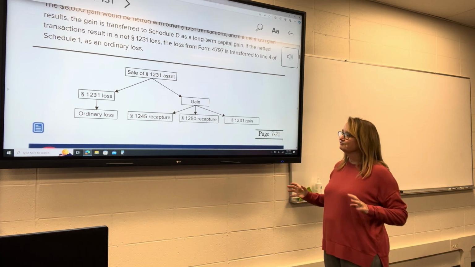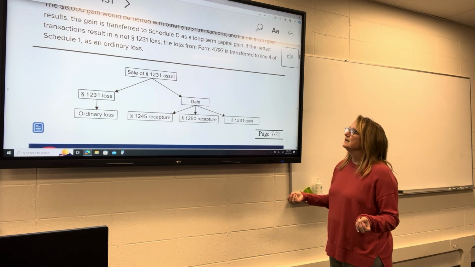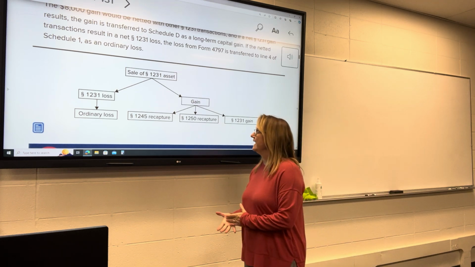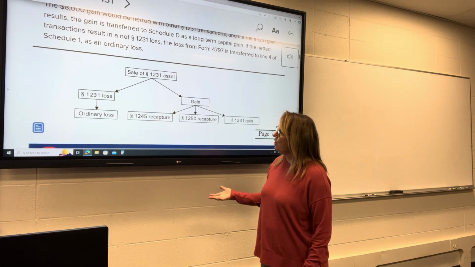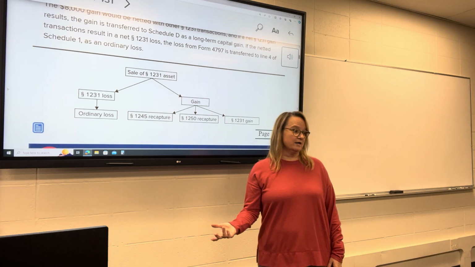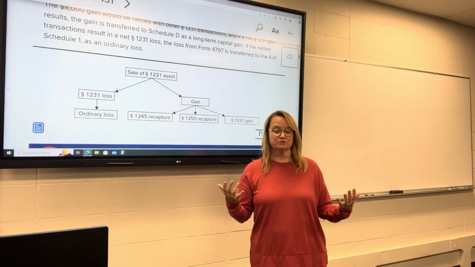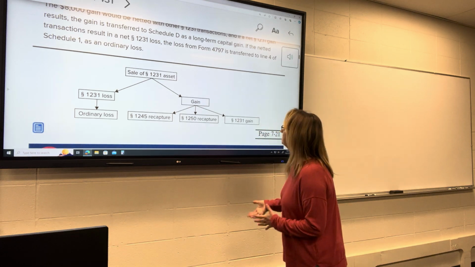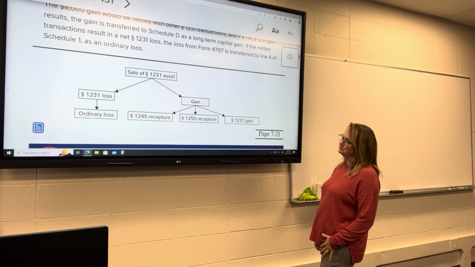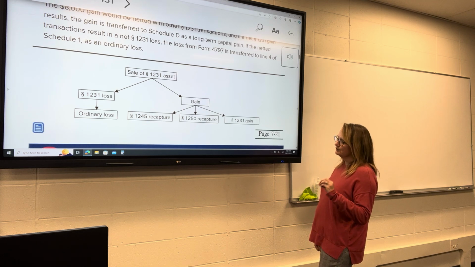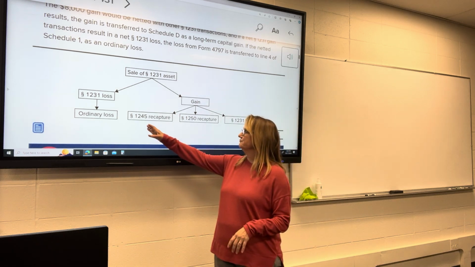All right, so this is kind of a flow chart here to separate this all out. So when you sell a 1231 asset, you might have a gain or you might have a loss. If it's a loss, it's pretty easy. It's an ordinary loss. It's going to just offset all of your other income on your tax return. There's no limit to it. If it's a gain, there are 3 different ways that it could be recorded. And we're going to go through these.